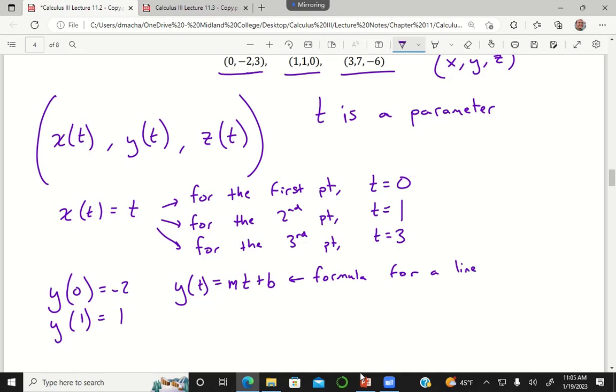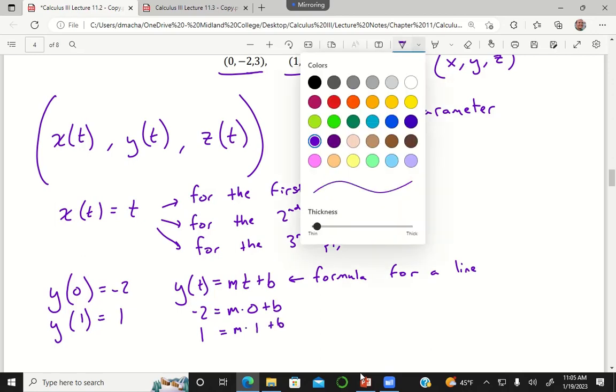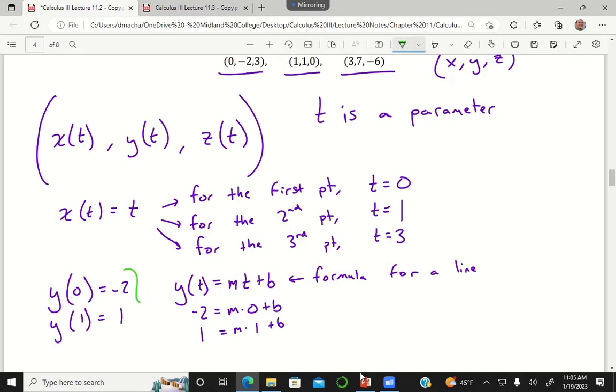And now my job is to say -2 is equal to that slope times 0 plus b, and +1 has to be that slope times 1 plus b. Does it make sense how I went from here to here?